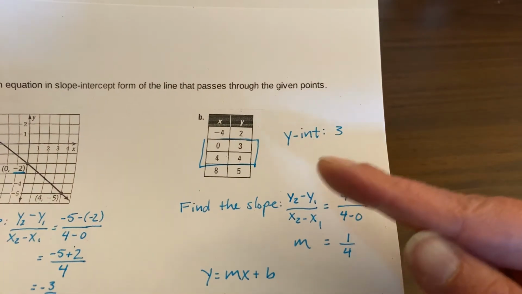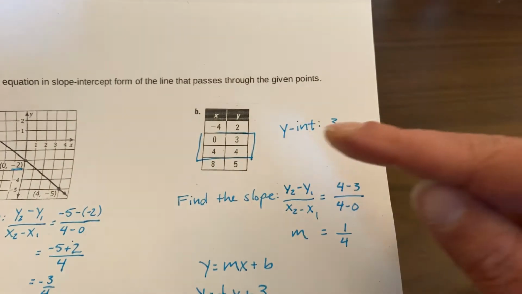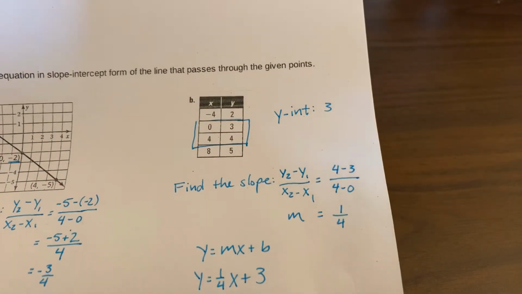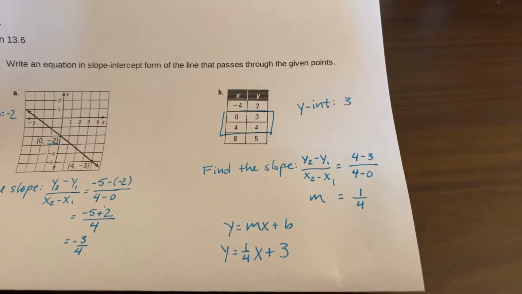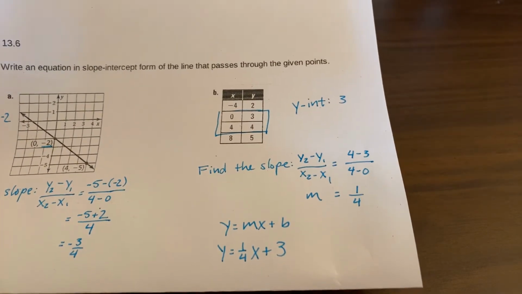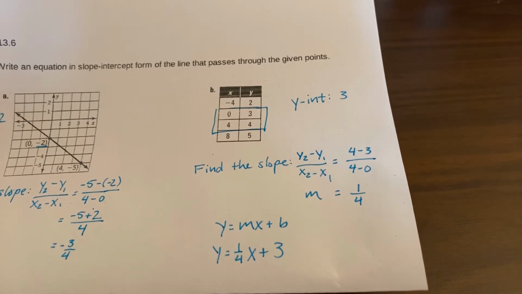Then your y-intercept is the value when x is 0. So when x is 0, y is 3, so our y-intercept is 3. So you have y equals mx plus b. We're going to substitute in the 1/4 for the m and the 3 for the b. So we have y equals 1/4 x plus 3.